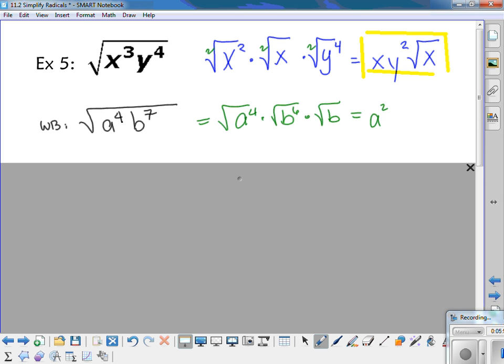Okay, what's the square root of b to the sixth? What's half of 6? 3. So it's b to the third, and then I still have my 1 leftover b under a radical. Okay?